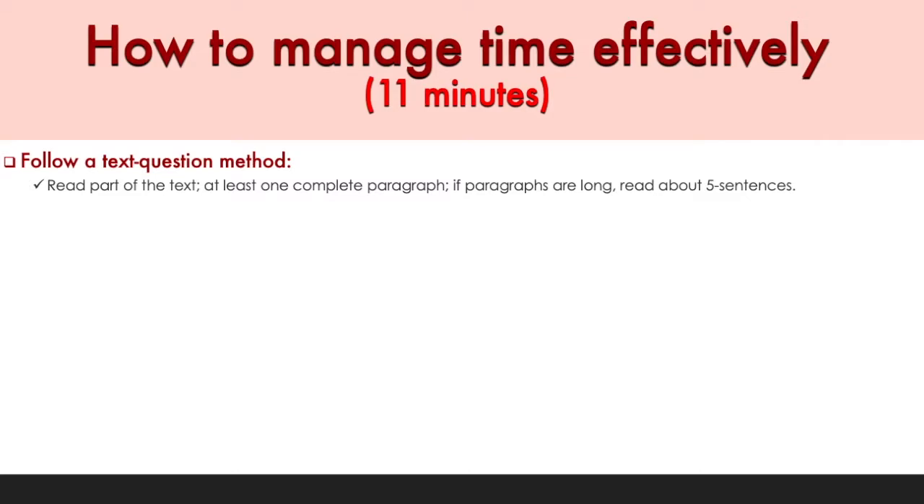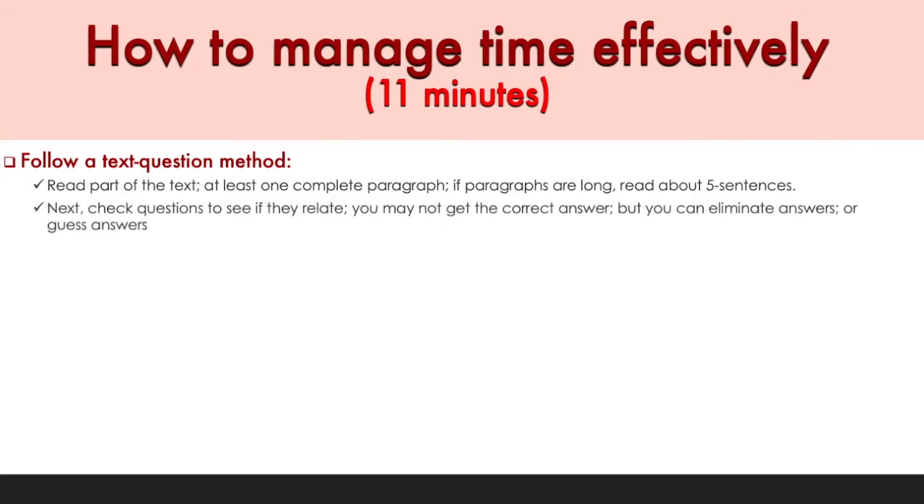First, read part of the text, at least one complete paragraph. If paragraphs are long, read about 5 sentences. Next, check the questions to see if they relate to what you read. You may not get the correct answer right away, but you can eliminate answers or guess some answers. Then read another paragraph or part, and check the questions again.